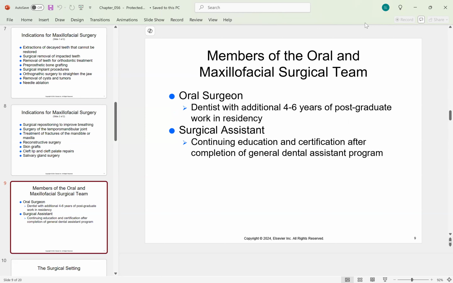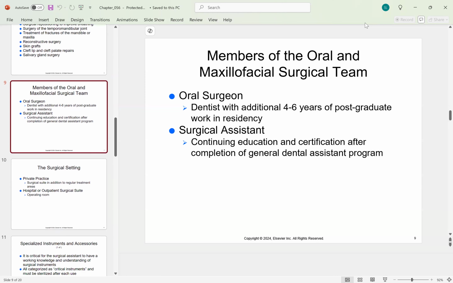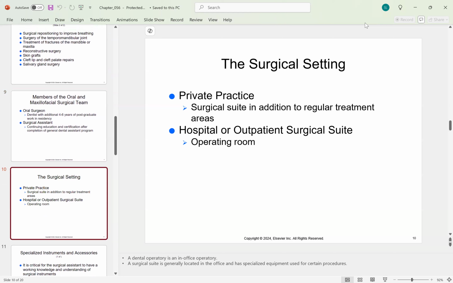So members of the oral surgery team include the oral surgeon themselves. This is a dentist who's had an additional 4 to 6 years of postgraduate work in residency. And then the surgical assistant has some continuing education and certification after the completion of their general dental assistant program. The surgical setting is typically a private practice, so they are a specialist. They will have a surgical suite in addition to a regular dental treatment area. And we can do this in a hospital or outpatient surgical suite.